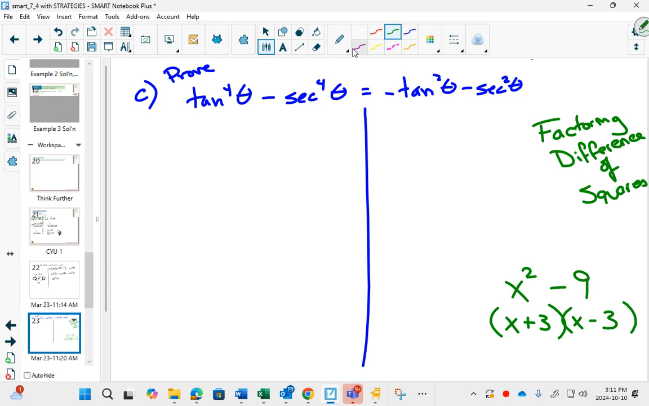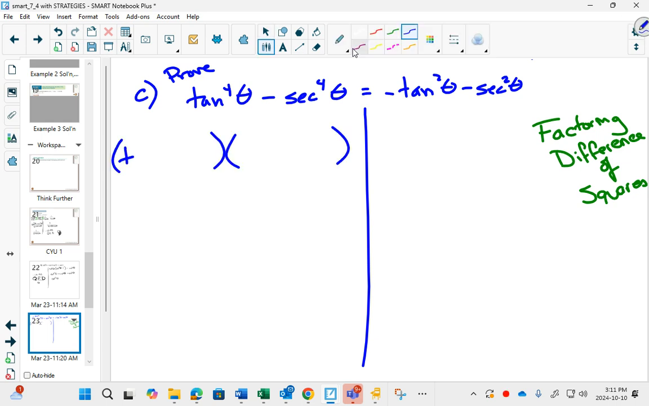We don't have it on the right-hand side because there's an extra negative. But we do have it on the left side, so we can factor. Tan to the 4 is a square because it's tan squared and tan squared make tan to the 4. Secant to the 4 is a square because it's secant squared and secant squared. One with plus, one with minus. That's factoring a difference of squares.